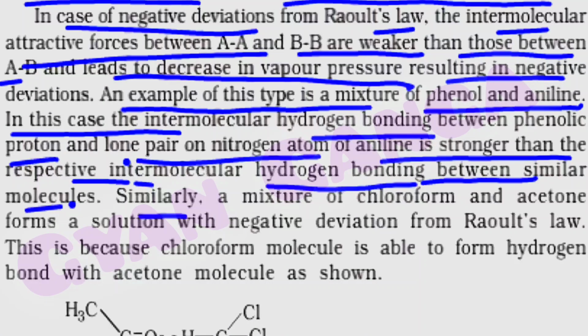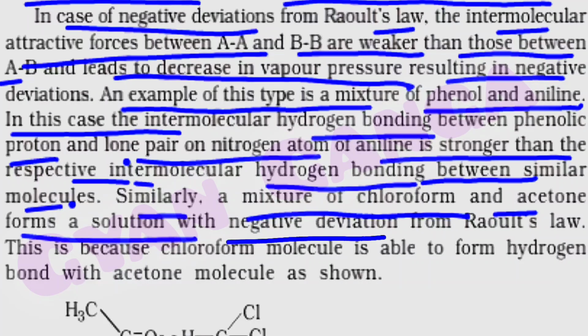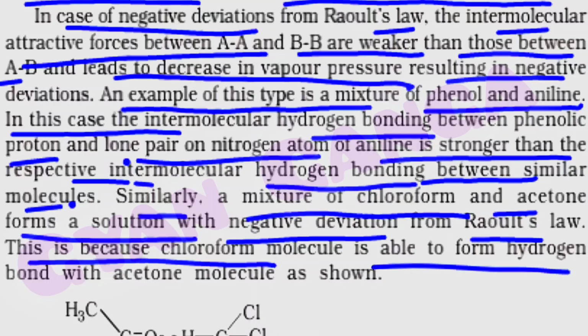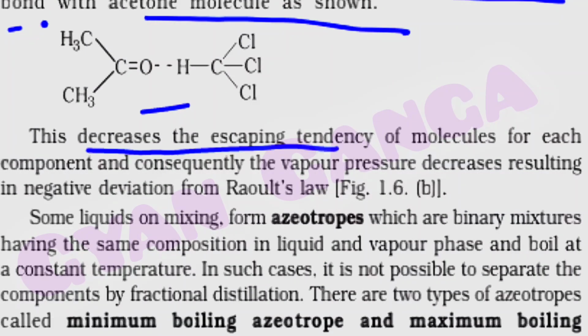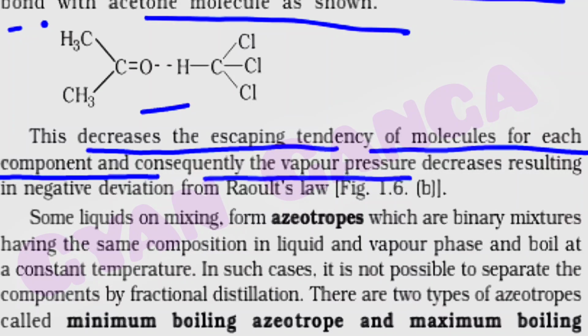Similarly, a mixture of chloroform and acetone forms a solution with negative deviation from Raoult's law. This is because the chloroform molecule is able to form a hydrogen bond with the acetone molecule as shown. This decreases the escaping tendency of molecules of each component, and consequently the vapor pressure decreases, resulting in negative deviation from Raoult's law.